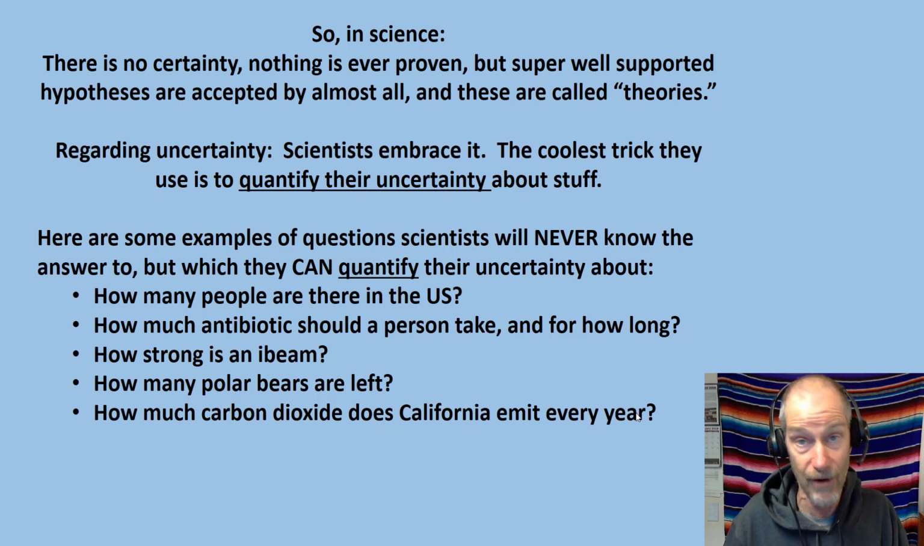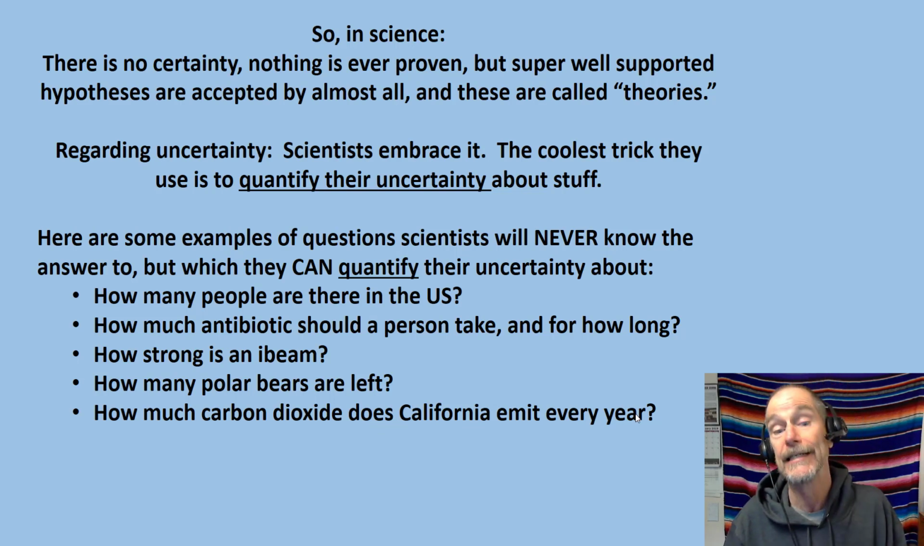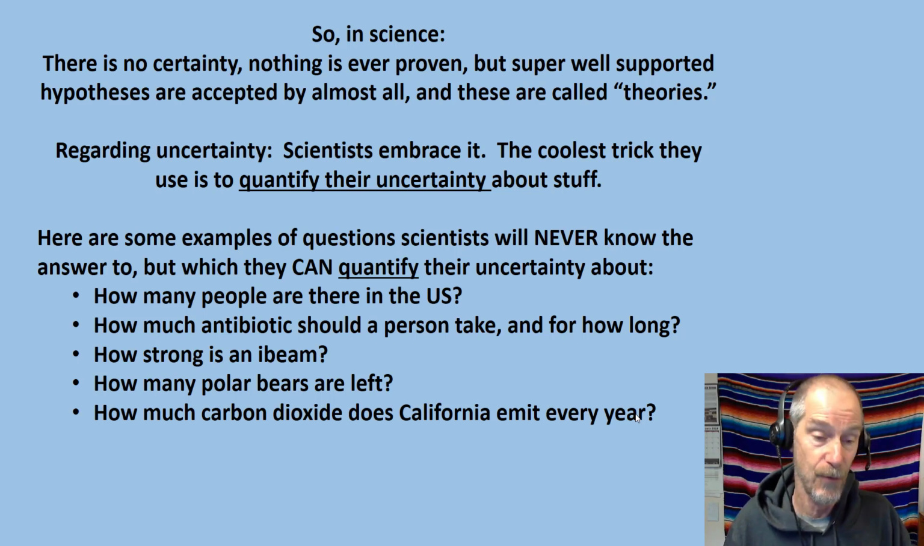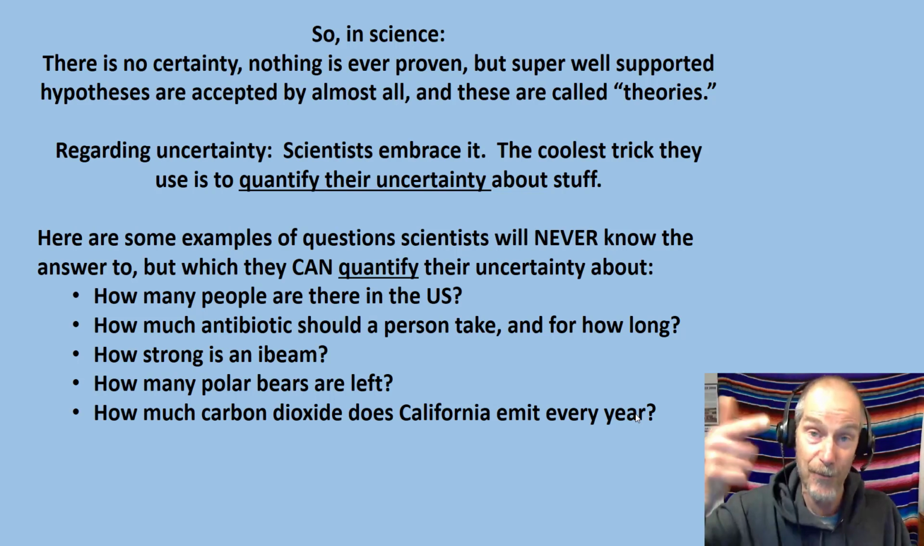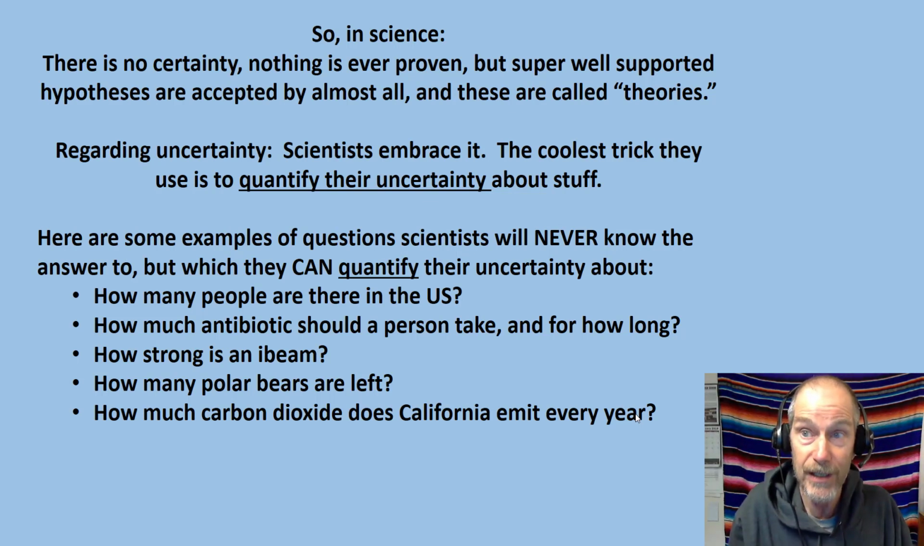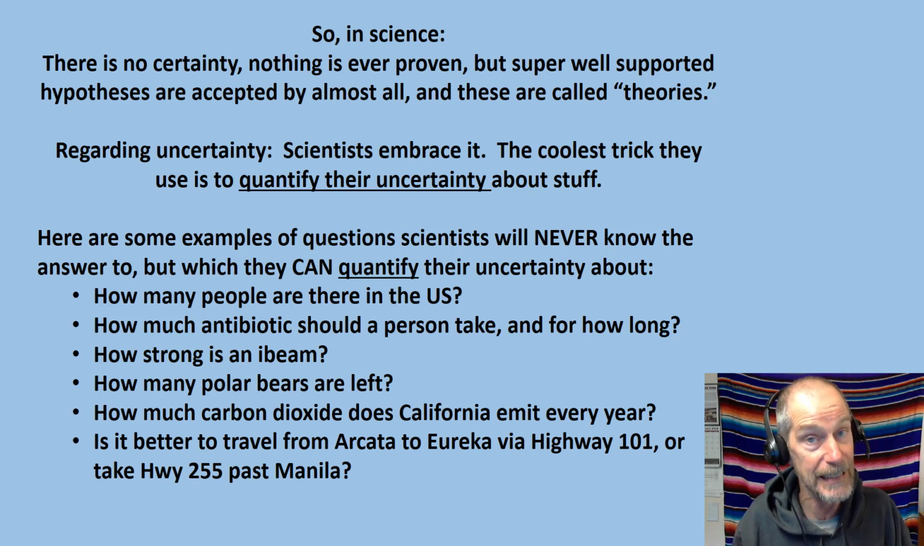How many polar bears are left? That's even harder than figuring out how many people are in the United States, because polar bears don't fill out census forms. This is a really complicated one and super important. How much carbon dioxide does California emit every year? You see these estimates all the time in the newspaper, if you read the newspaper, which I hope you do. It's really important for climate change and for policy for states and governments to know how much carbon dioxide they're emitting. We really got to understand that. And so we try very much, but we never will know exactly how much we emit. All we have is how uncertain we are, an estimate with uncertainty.